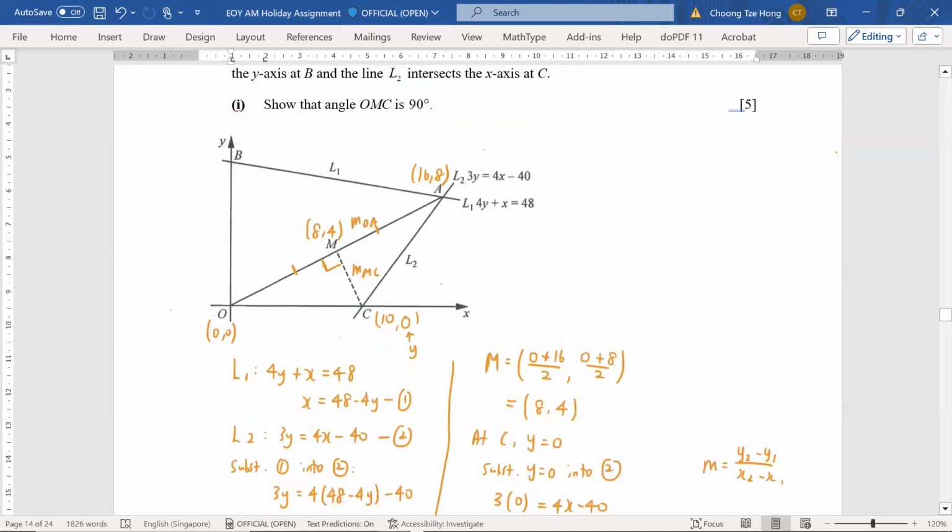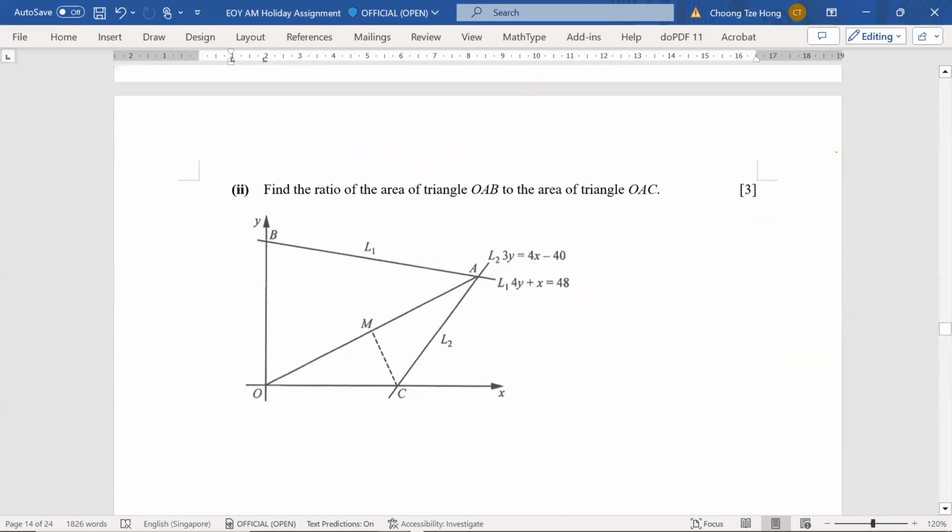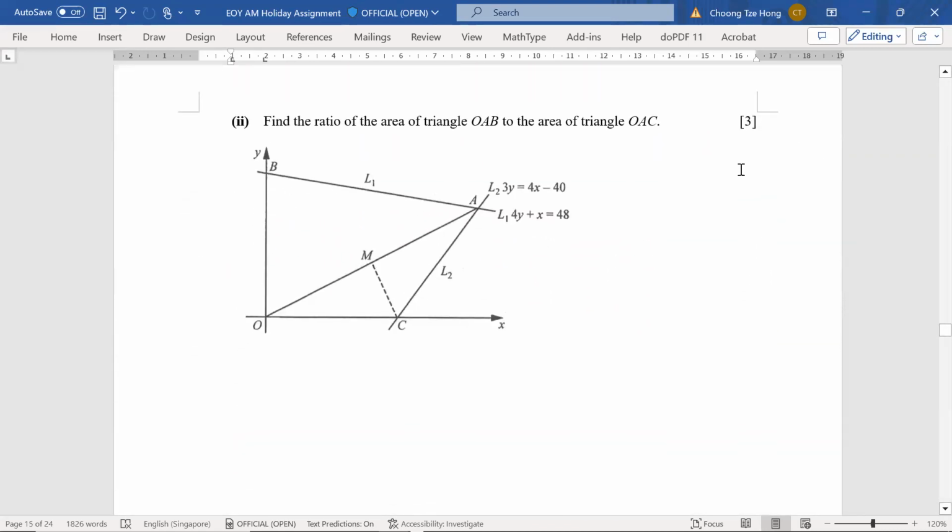Okay, so let's move on to part 2. Part 2: find the ratio of the area of triangle OAB to the area of triangle OAC. Let's print the diagram with the coordinates first. So (16, 8) is here. Over here, C is (10, 0). For this particular question, we don't need the coordinates of M.